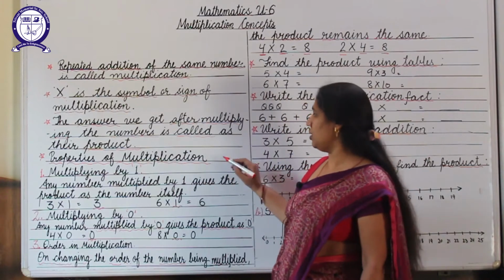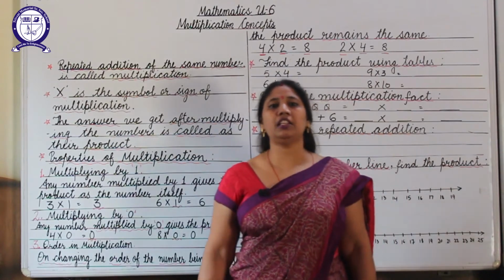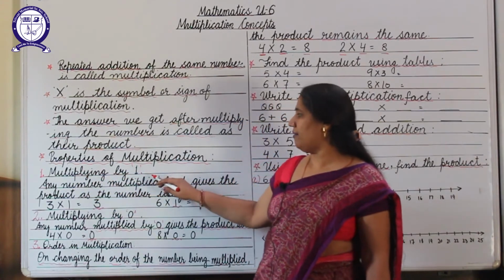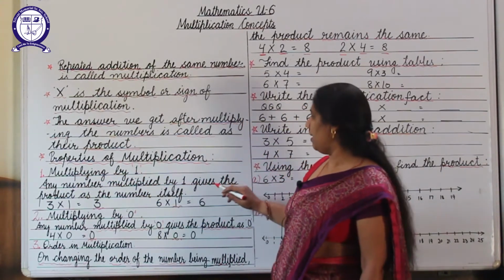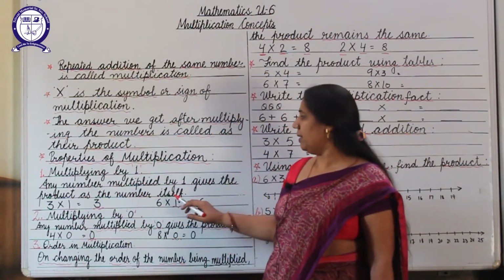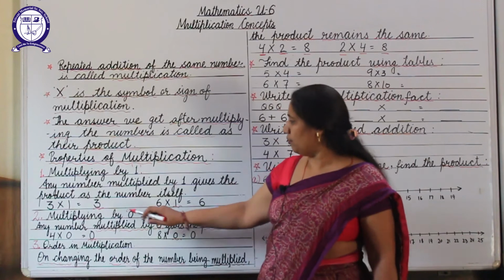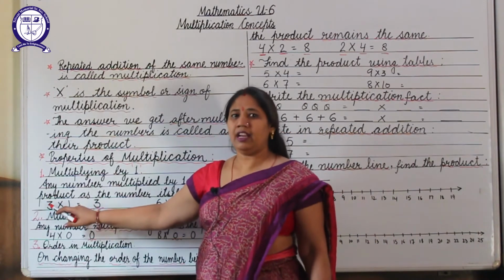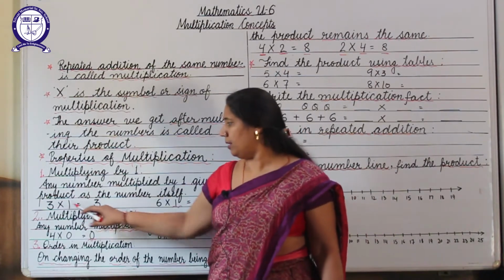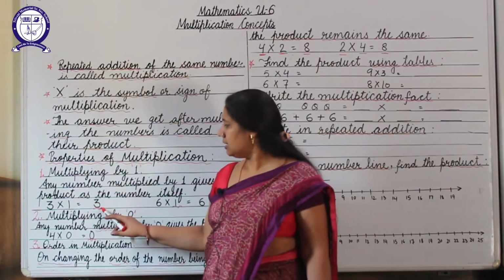Properties of multiplication. Let's study about the properties of multiplication. There are 3 properties of multiplication. Number 1, multiplying by 1. Any number multiplied by 1 gives the product as the number itself. Product means the result of multiplying 2 numbers. So when we multiply any number by 1, we get the same number as the product.